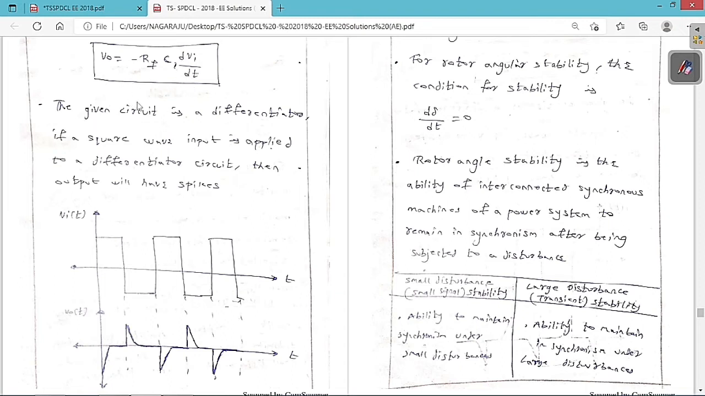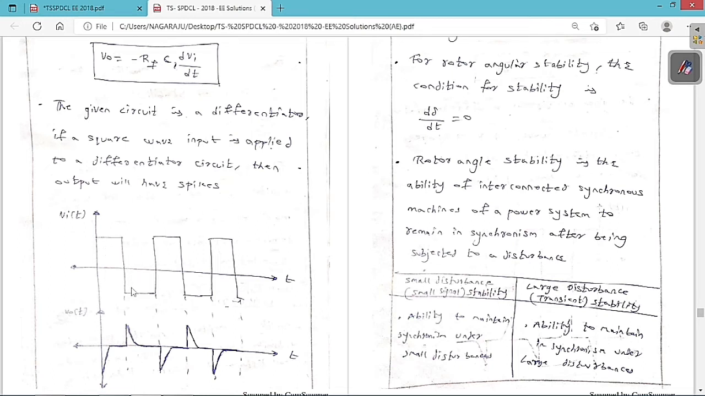Whenever we give a square wave input to a differentiator, where the signal is constant the differentiation is equal to 0. Here also it is constant, so again the differentiation is 0. But there is a sudden change of voltage in a small amount of time, so there will be spikes in that small duration. Therefore, whenever you give a square wave input to a differentiator circuit, the output voltage will be a spike signal.